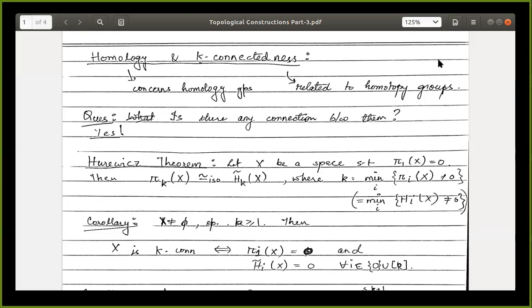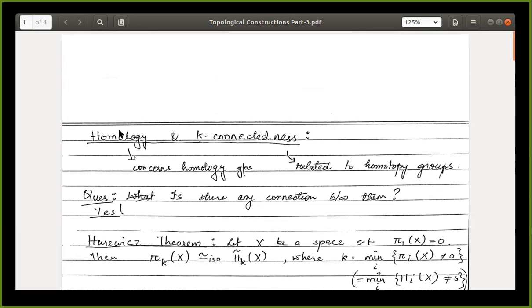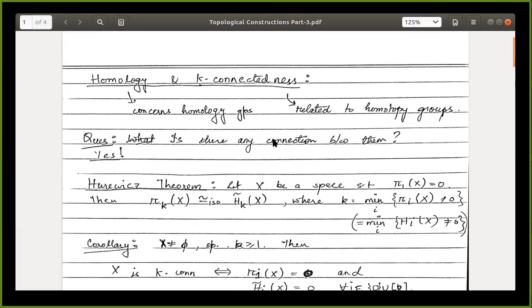Okay, so the first one we have in this series is that there is a connection between homology and k-connectedness. Homology is a concept which comes from homology groups, whereas k-connectedness is something we have defined using the homotopy groups. Homology groups and homotopy groups are very different things from each other, but there is a connection, and that connection is through the Hurewicz theorem, which most of you might have heard of.